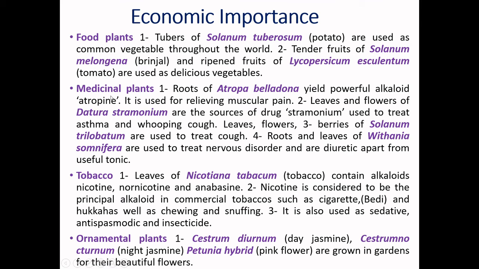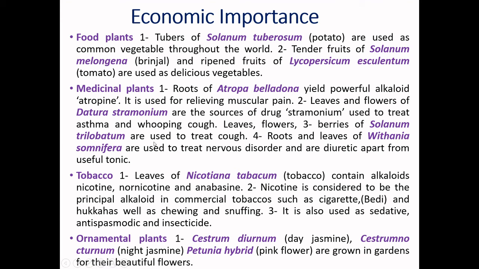Now, for medicinal purposes of family Solanaceae, roots of Atropa belladonna contain the powerful alkaloid atropine, which is extracted from this plant and used for relieving muscular pain. Second medicinal importance, leaves and flowers of Datura stramonium, that means Dhotra plant, are the sources of the drug stramonium and used to treat asthma and whooping cough. Leaves and flowers are also used for asthma.